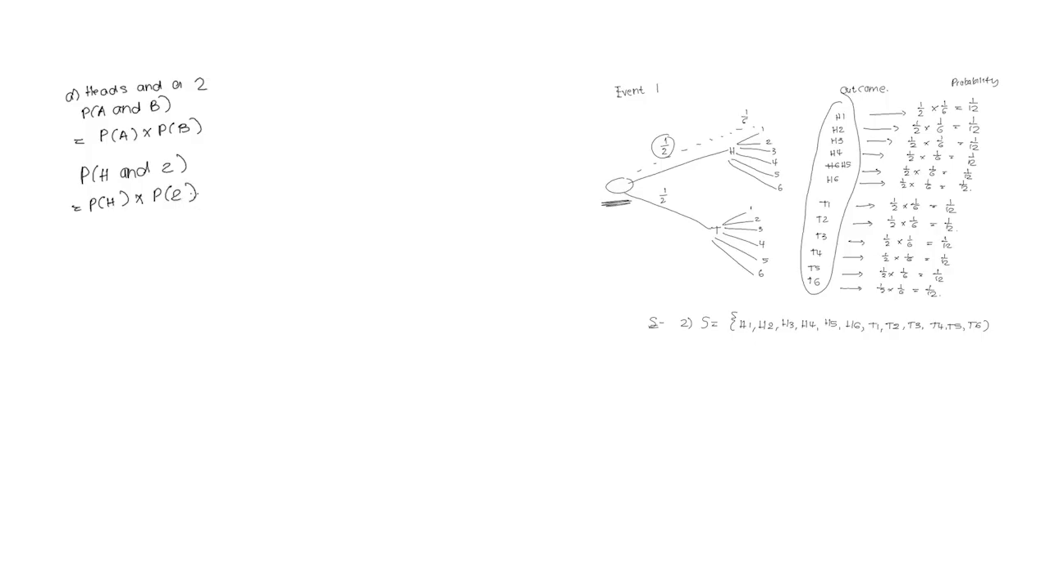From the diagram, we can see that the probability of getting a heads is a half, while the probability of getting a 6, of rolling a 6, is a 1/6. Therefore, we take a half multiplied by a 1/6 and we get 1/12.